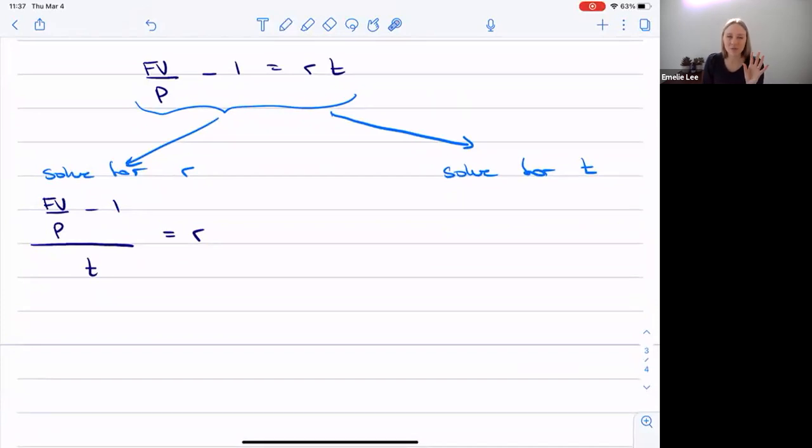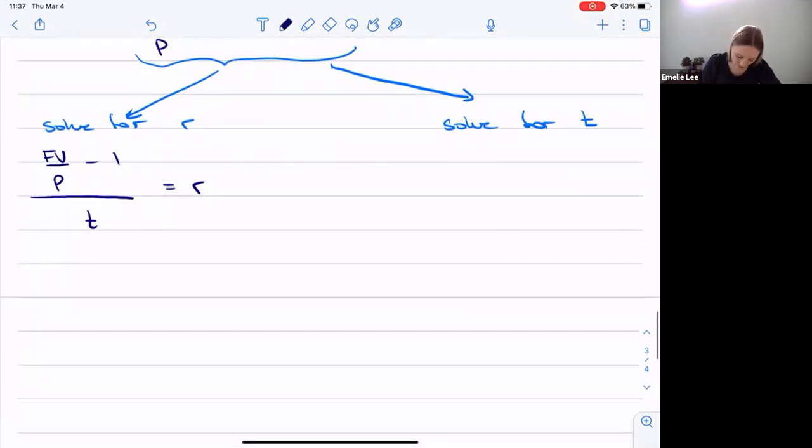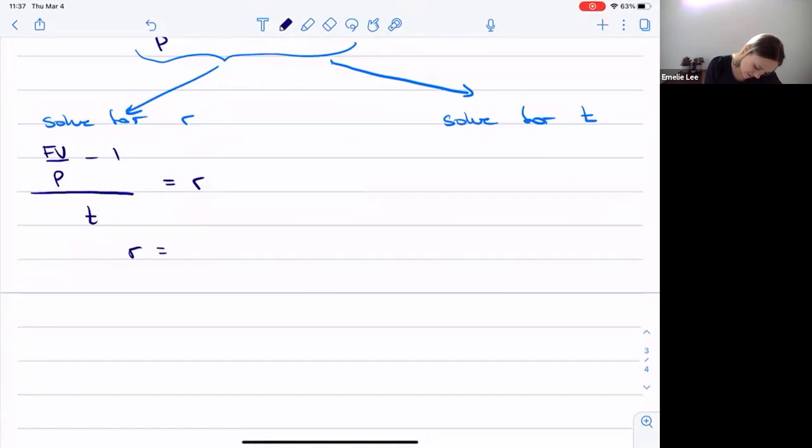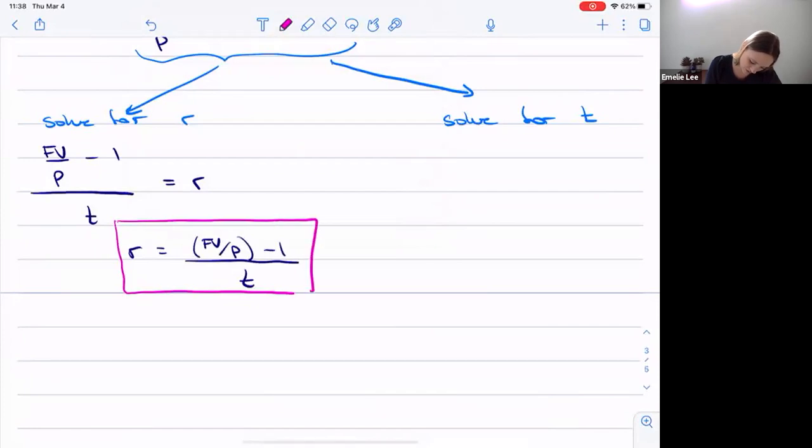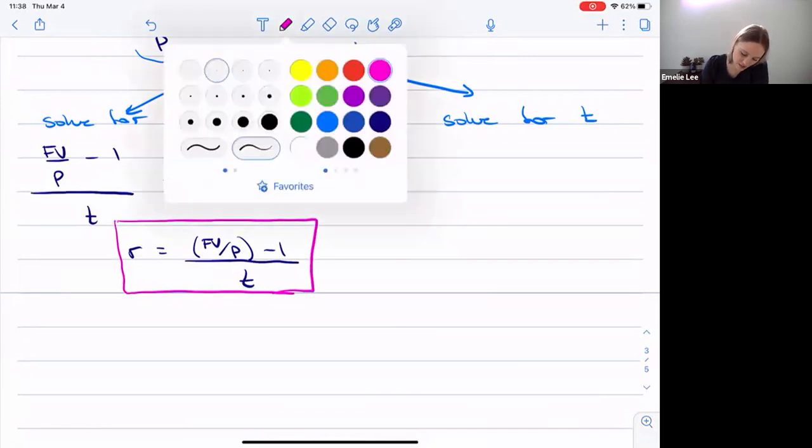I'm going to simplify this just a little bit, not simplify, but condense it a little bit by writing the FV over P on one line, and then just make it a little bit smaller, so to speak. And so R becomes the future value over P minus 1, over T, right? Just kind of condensing it a little bit. And I'll put a box around this because we're going to end up using this. It's not on your formula sheet, so you might want to add it on your formula sheet.